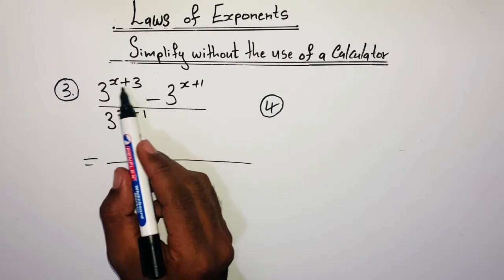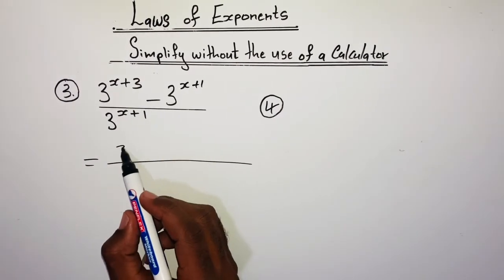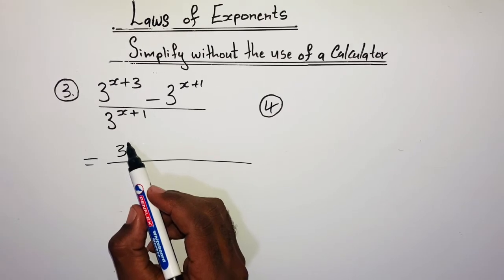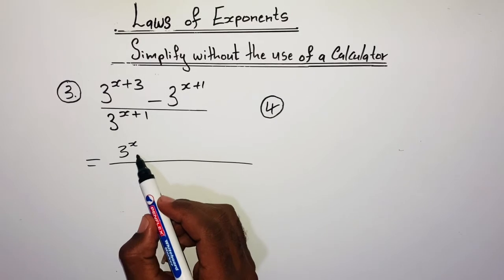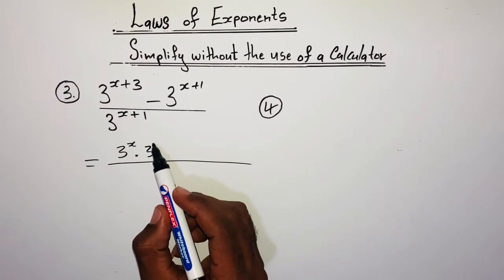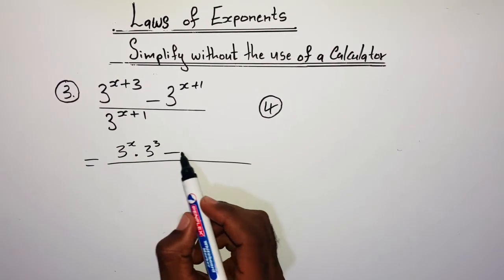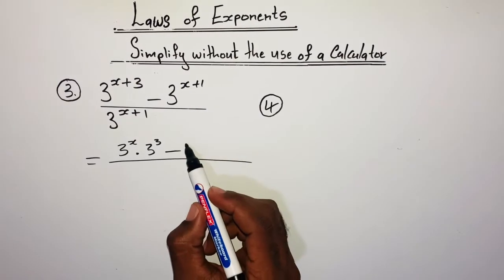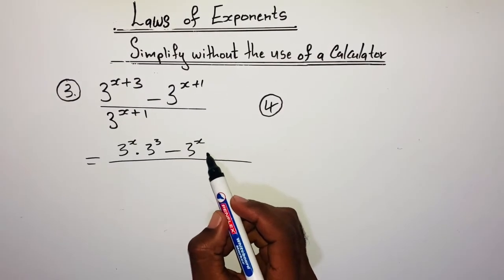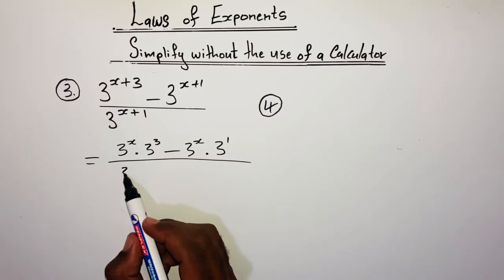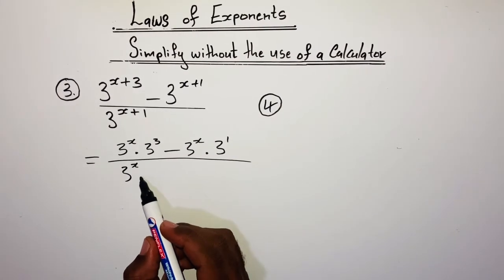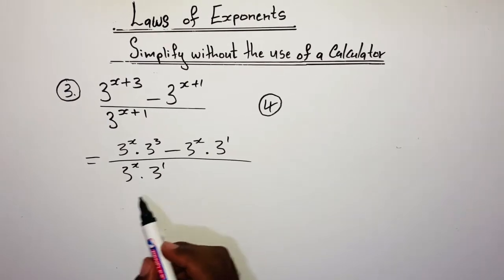Since we are seeing that the exponents are adding, it means that we had the same base. We are multiplying things of the same base. So this was 3 to the x times 3 to the 3 minus 3 to the x times 3 to the 1 all over 3 to the x times 3 to the 1.